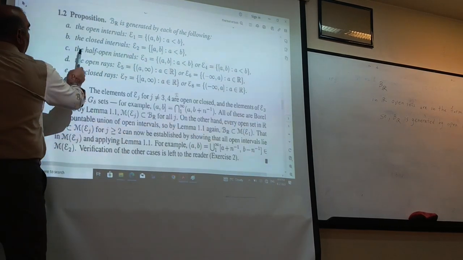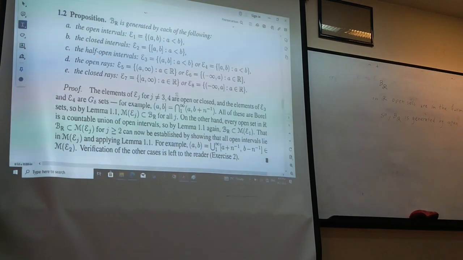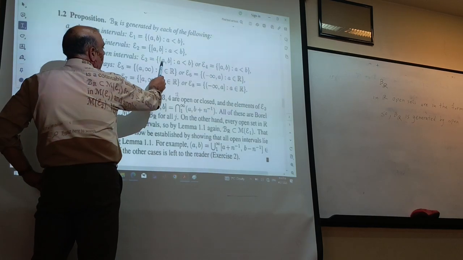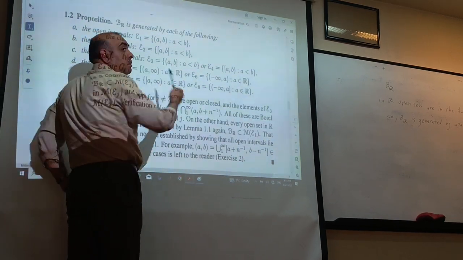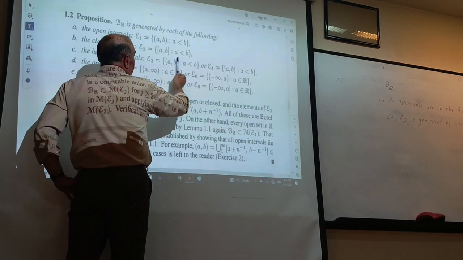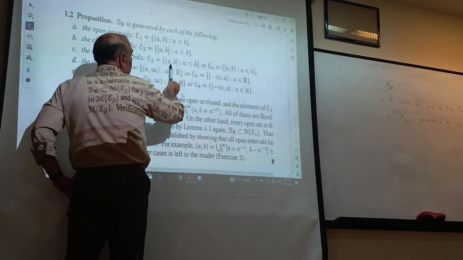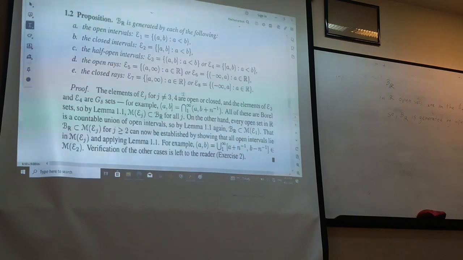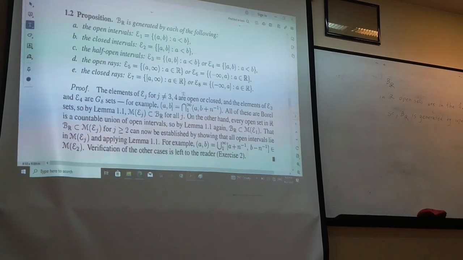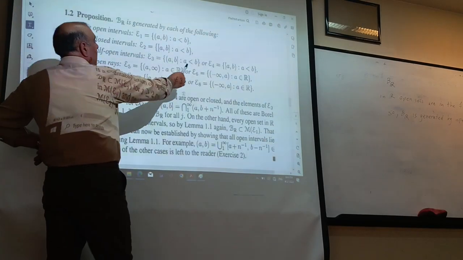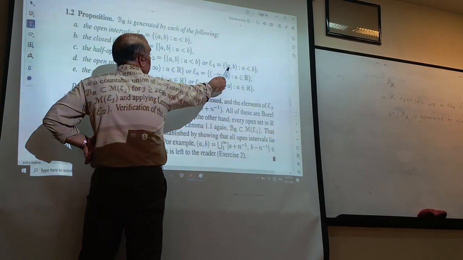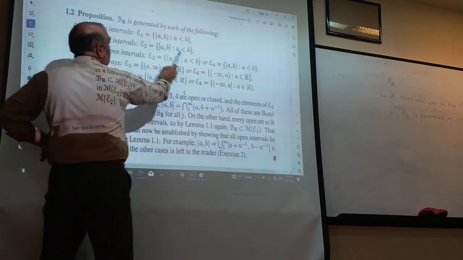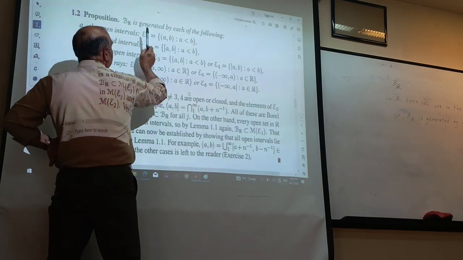Three, the half open intervals. E3 is open in A, closed in B: the set of all intervals of the form (A, B]. E4 is closed in A, open in B. BR is generated by E4, E3, E2, E1.